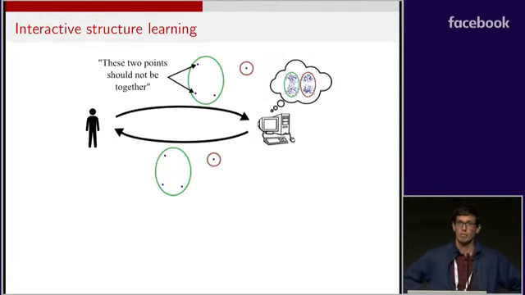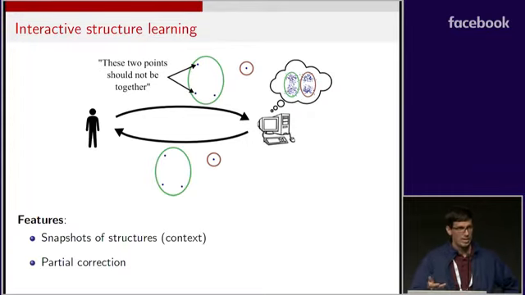So in this work, we introduced this generic interactive learning protocol called interactive structure learning. And it proceeds as follows. The learner maintains some sort of model fit, and at each round, it presents the user with some data points, and this model fit to that subset of data points. And then the user looks at this substructure and provides some sort of correction to it, if there is one, or says no, everything looks good. So for example, in clustering, the user would look at this subclustering and say, no, these two points should not be clustered together.